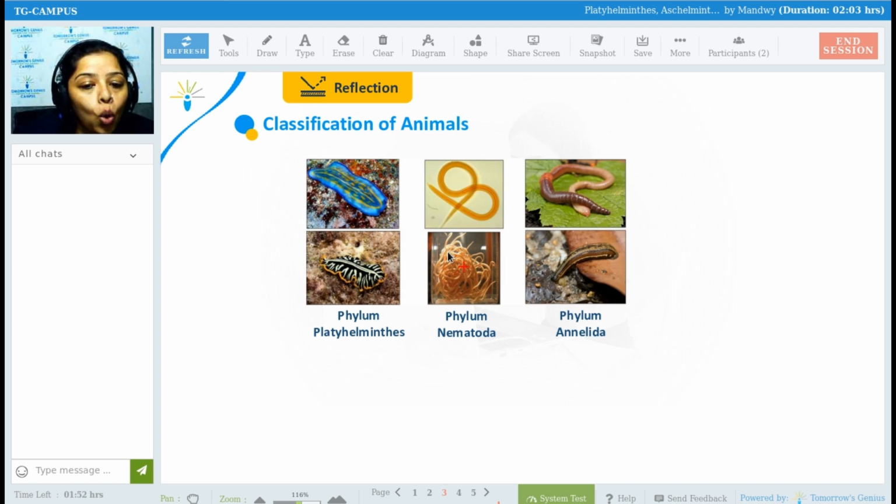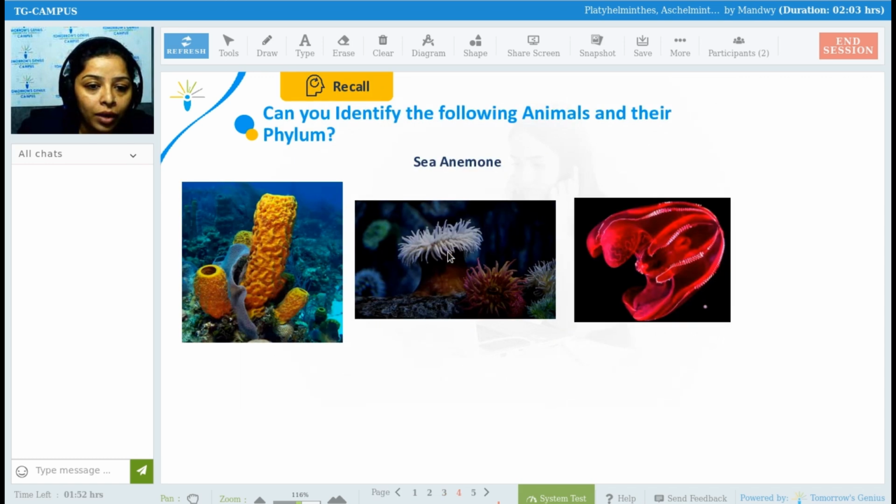Which is nematode. Okay, and we have annelids, the earthworm. Have you ever seen an earthworm? Yes, ma'am. So that is annelid. And in today's class we are going to discuss the general characteristics and classification of Platyhelminthes, Nematoda, and Annelida. In the last class, we discussed Porifera, Coelenterata, and Ctenophora.